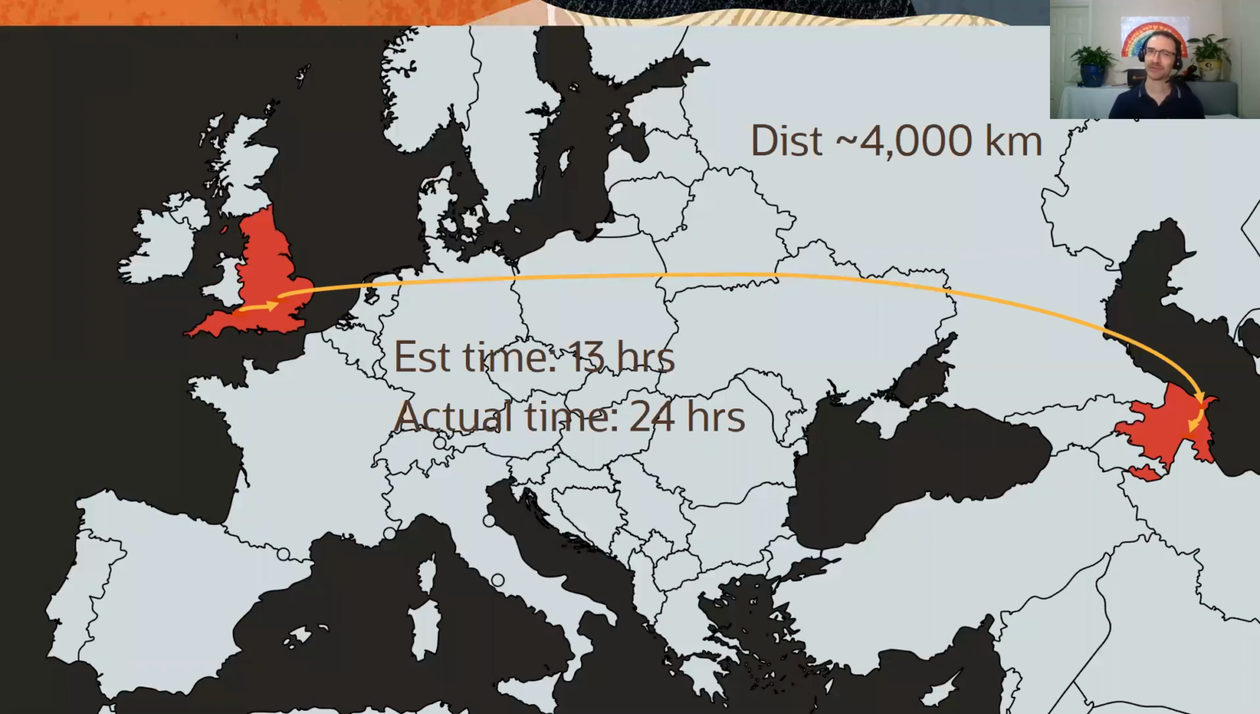So how close were the estimates you get from whatever your favorite travel application is versus how long it actually took? And of course, most importantly, what other routes are available? You know, as far as I know, there aren't actually that many direct flights from London to Baku, if any at all. Certainly not at the moment.